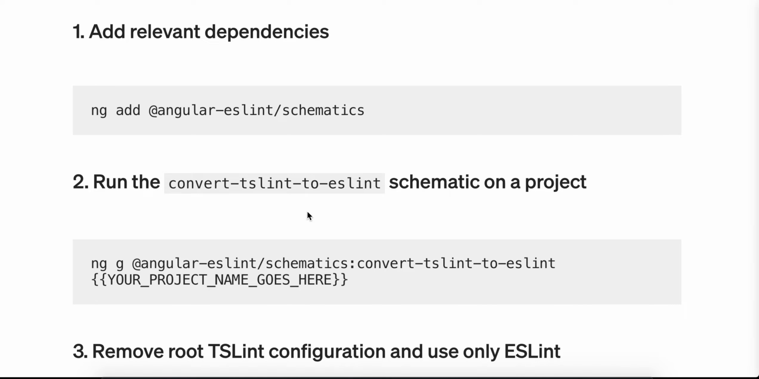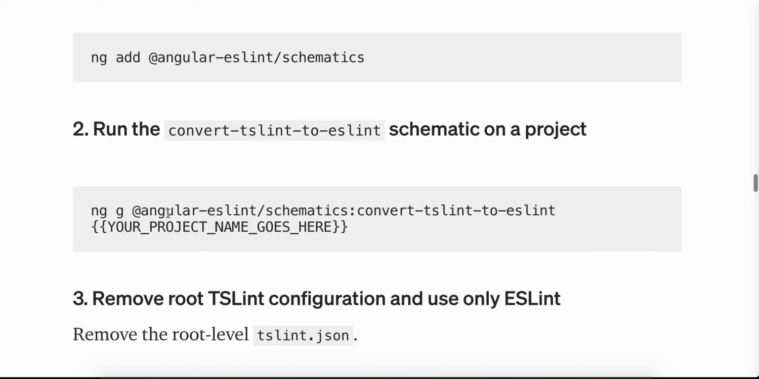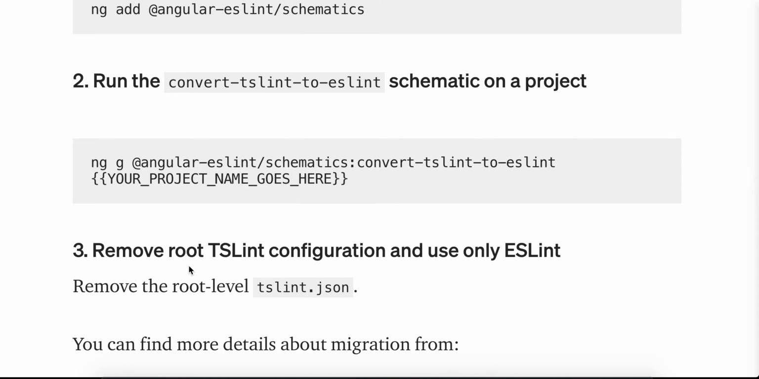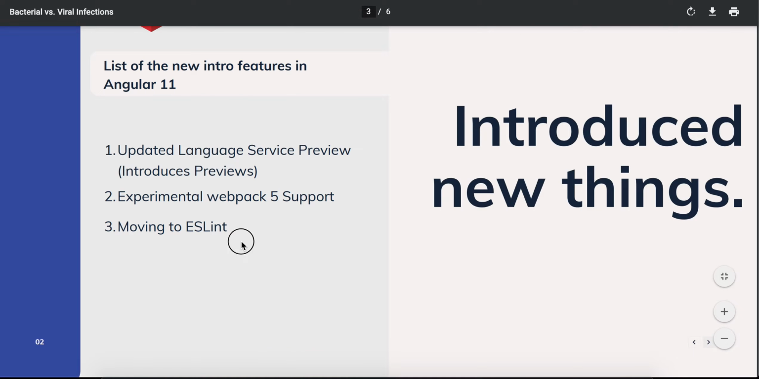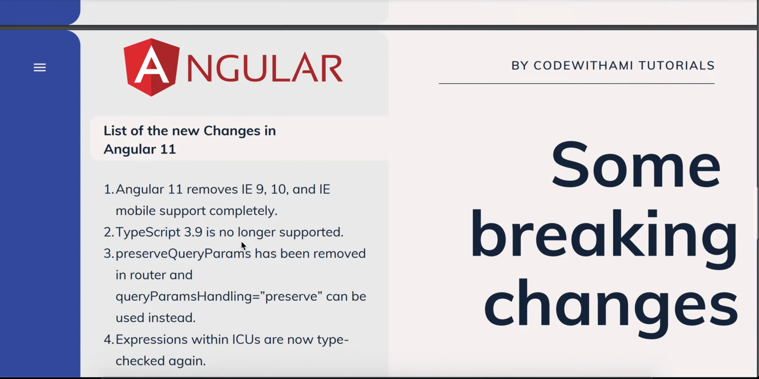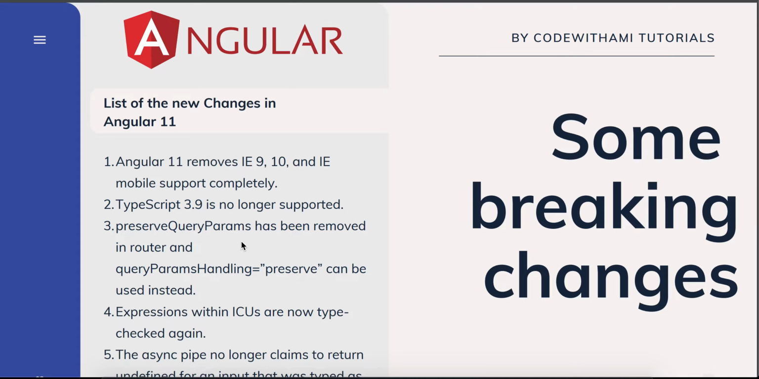If you want to use ESLint, you just need to add this command. Basically it's going to add these schematics into your Angular application, and first you need to add this dependency into your application. After that you just need to generate the ESLint file by calling this command, and then for the third step, you just need to remove the previous TSLint JSON that you have. So that's all. Let's move to the next slide, which is the most heartbreaking slide, I would say.